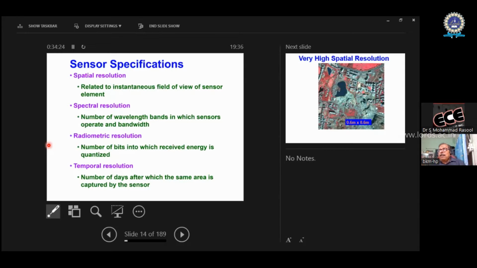of that area? There was a time when only one satellite used to operate, and it used to take 36 days. So every 36 days you had an image. Then when other satellites were also launched by other countries, then maybe one day one country's satellite, another day another country's satellite, but you had frequent coverages of your areas of interest.